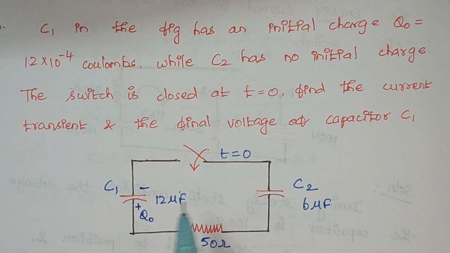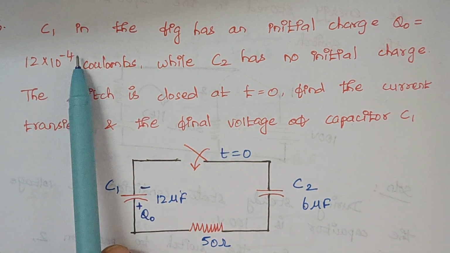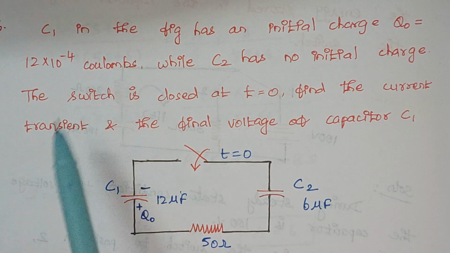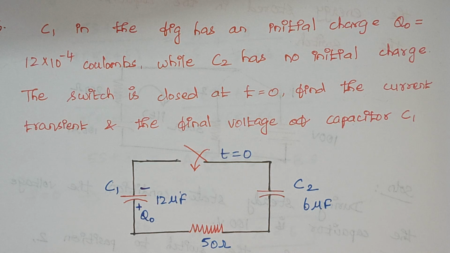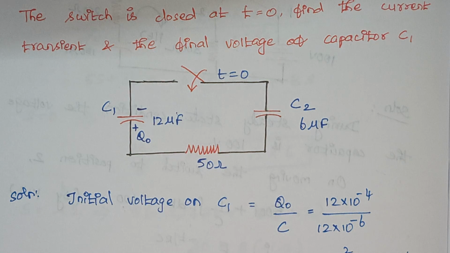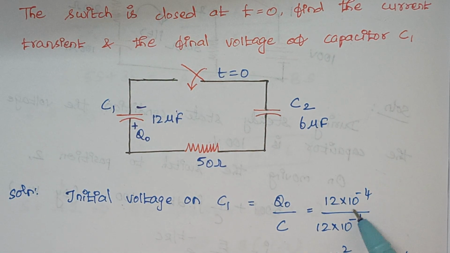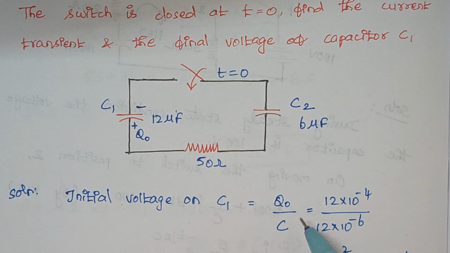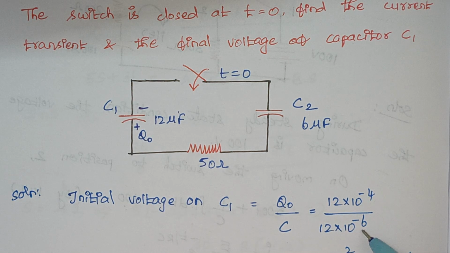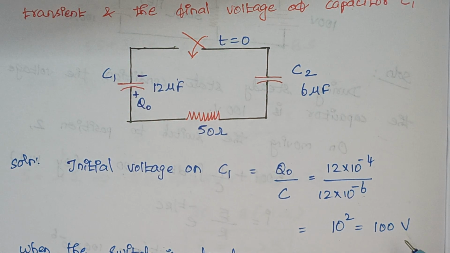Since this capacitor C1 has an initial charge of 12 into 10 to the power minus 4 coulomb, there will be some initial voltage, right? So first we are going to calculate the voltage across this capacitor C1. Voltage is given by the formula Q0 by C. Q0 is 12 into 10 to the power minus 4 and the value of the capacitor is 12 microfarad, which is 12 into 10 to the power minus 6. So once you solve, the initial voltage is 100 volt, right?